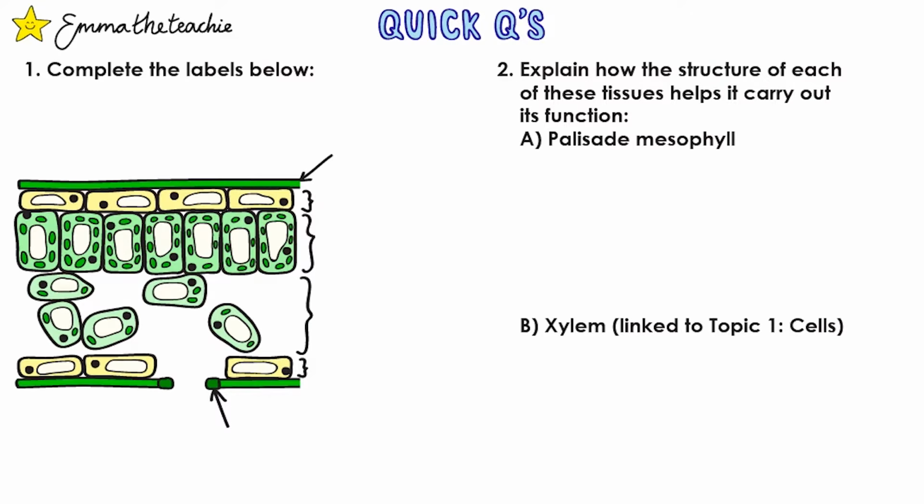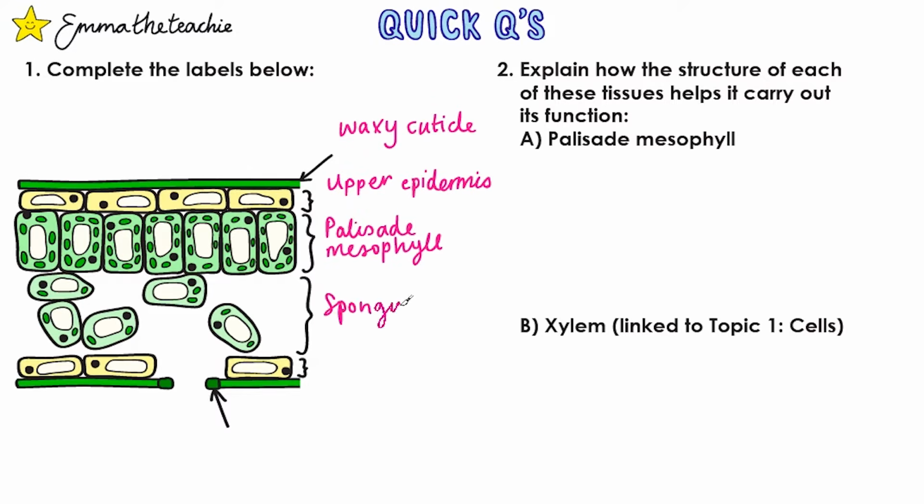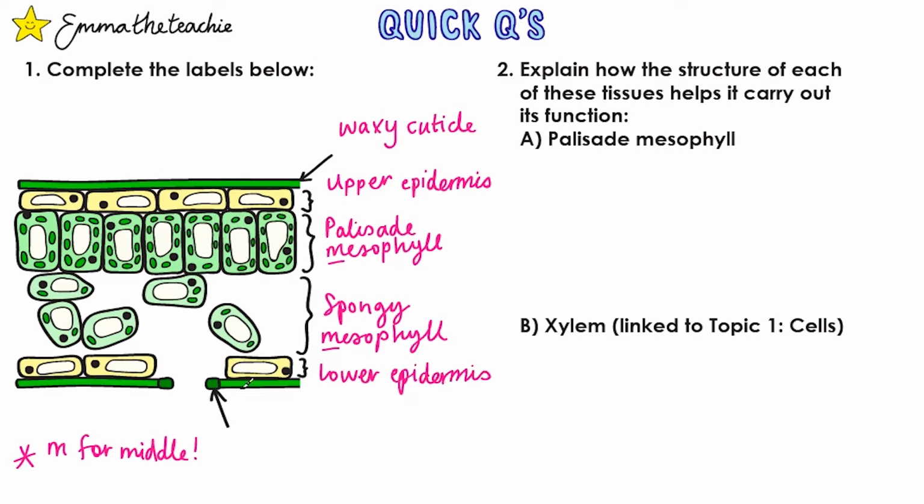1. Complete the labels below. We've got the waxy cuticle, the upper epidermis, the Palisade mesophyll, and the spongy mesophyll. And just a hint if you struggle to remember that, I remember M for middle, as the mesophyll tissues are in the middle of the leaf. And then we've got the lower epidermis and the guard cells.